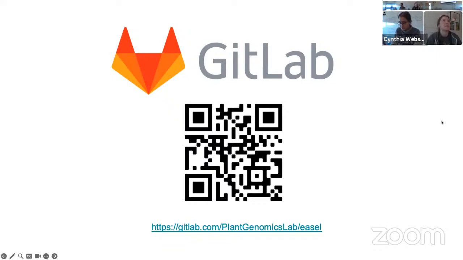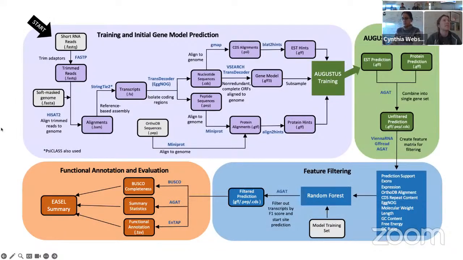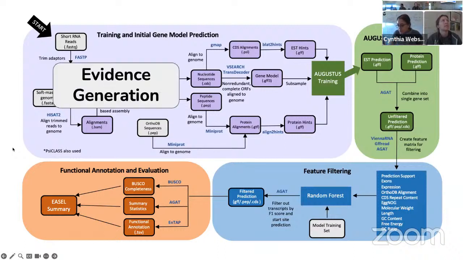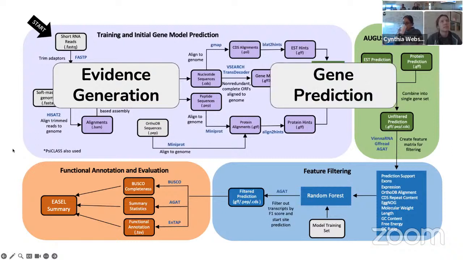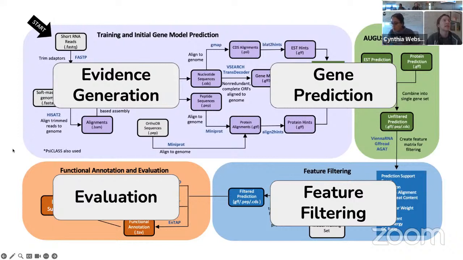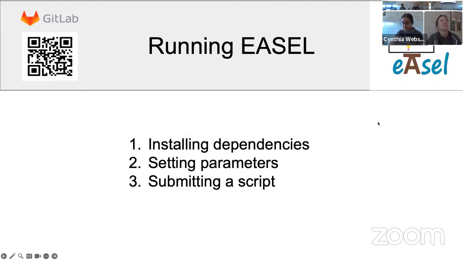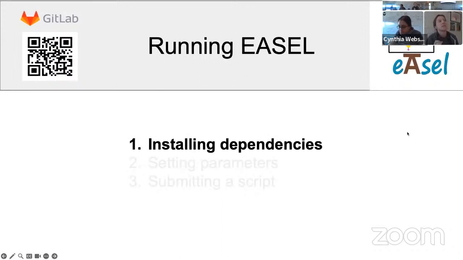So the next set of slides is going to be explaining this pipeline. All right, so it looks like a lot, but if you break it down, it can be split into four parts. The first being evidence generation, gene prediction, feature filtering, and then evaluation. So these four core steps are what make the pipeline function, but how do you run it? So let's start with how you would install dependencies. Now keep in mind, I said no to the Gitpod, but if you have a high performance computing system or you have access to a terminal, you can download these yourself and you will be able to test EASEL later in the slide deck with a test set that comes equipped with it.